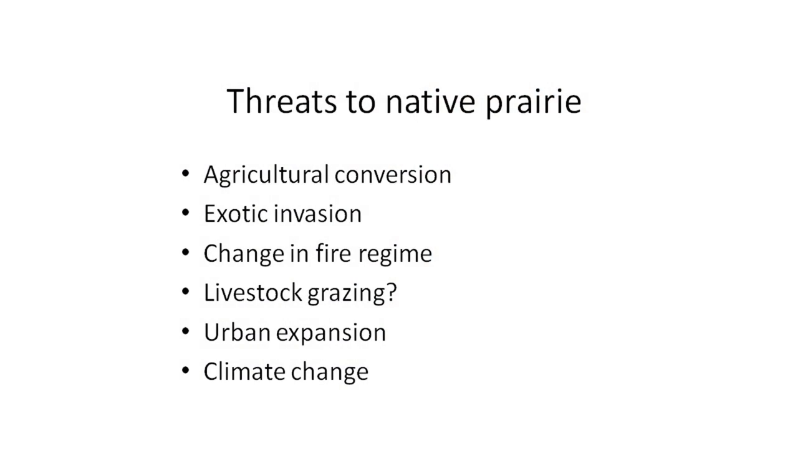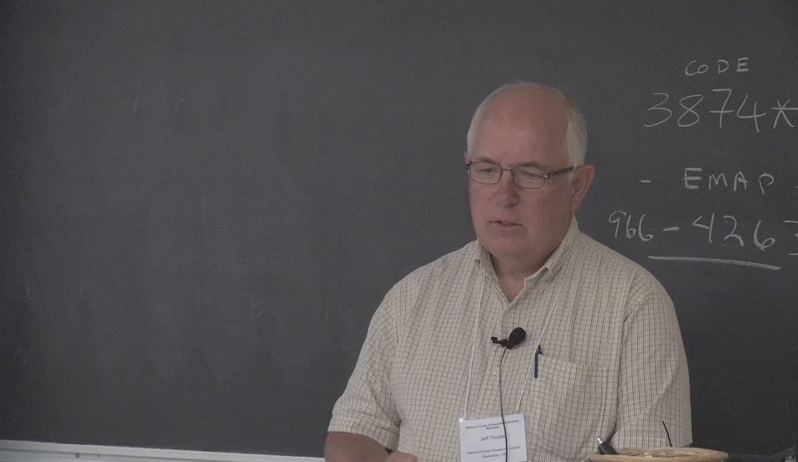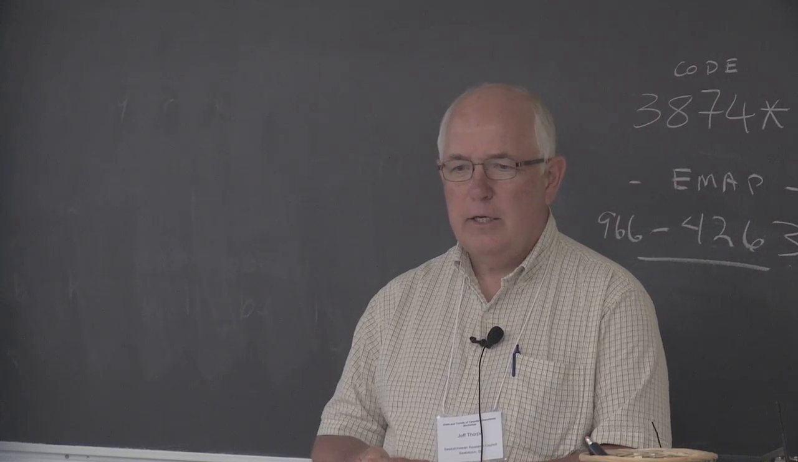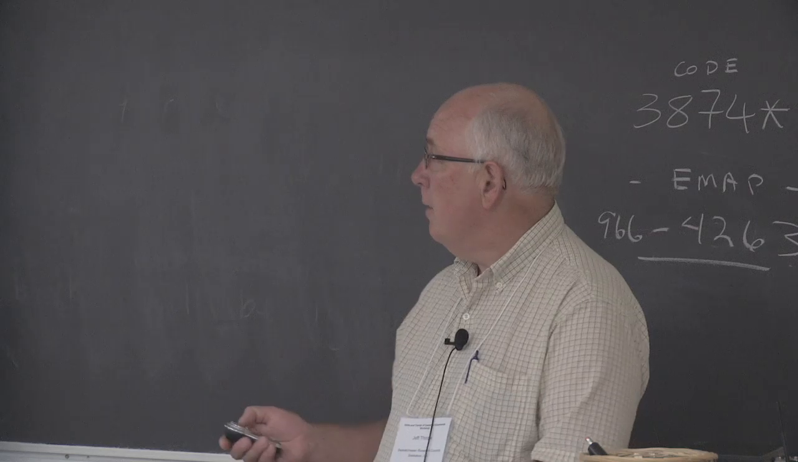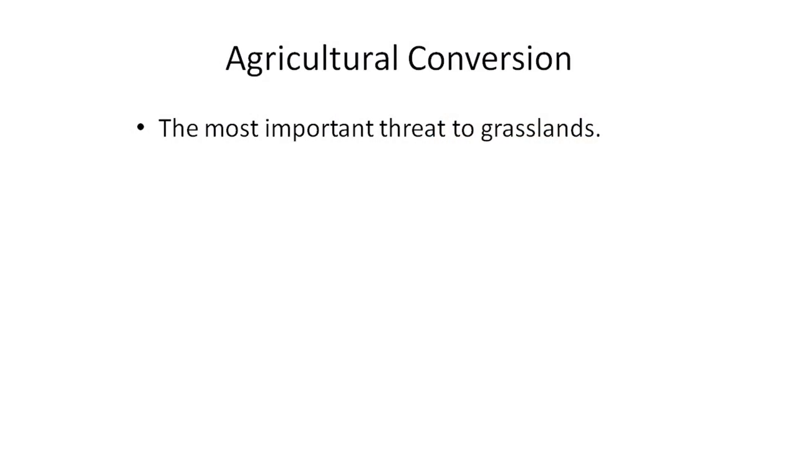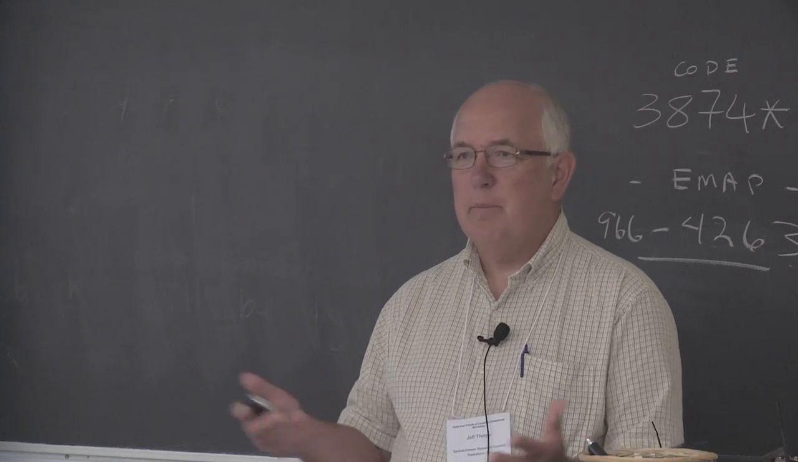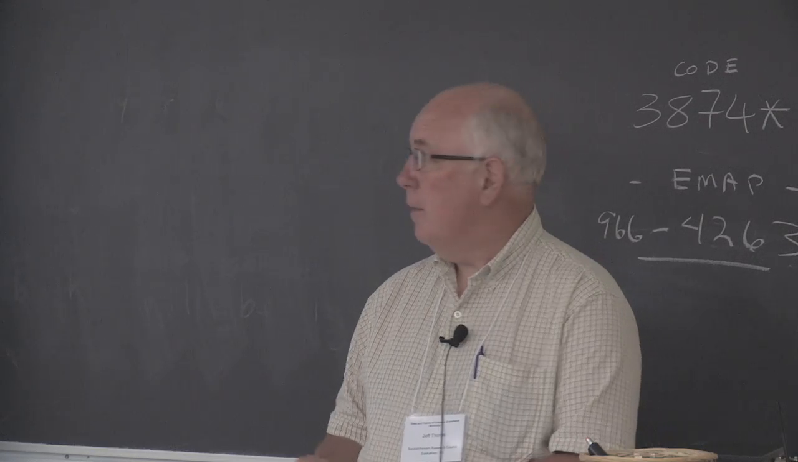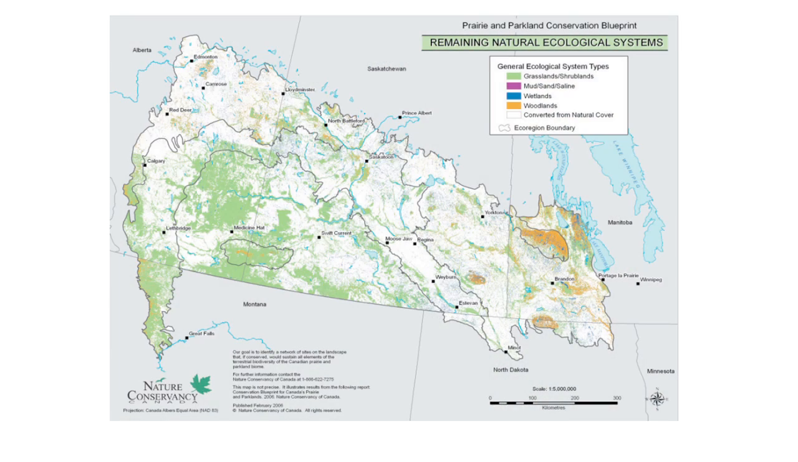I guess the big question in a conference about status and trends is what are the threats to our native prairie, and so I'll go through each of these and try to talk a little bit about them. Clearly, agricultural conversion is by far, I would say, the biggest threat to our native prairie. And how much have we lost already?